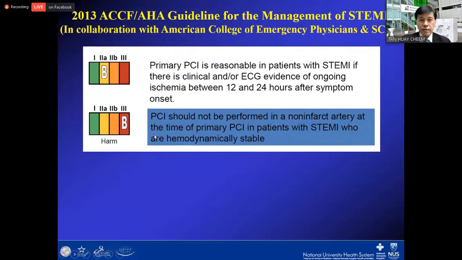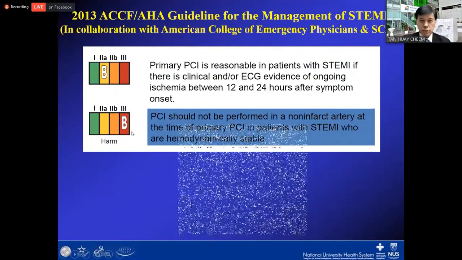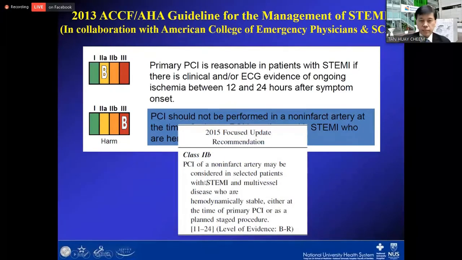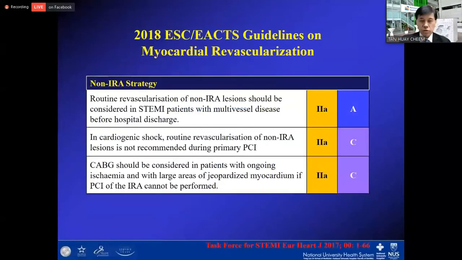So let's look at what the guidelines are saying. In 2013, ACC/AHA suggested that PCI should not be performed in a non-infarct-related artery at the time of primary PCI. It was a class 3 recommendation. Then in the latest 2015 focused update, it was elevated to a class 2B. So the evidence is not in favor, but it's better than class 3. But when we look at the ESC recommendations in 2018 on myocardial revascularization, it gives a 2A recommendation to routine revascularization of non-infarct-related artery lesions in patients with STEMI. But none of this actually refers to a hemodynamically significant lesion which is causing impairment of blood flow.